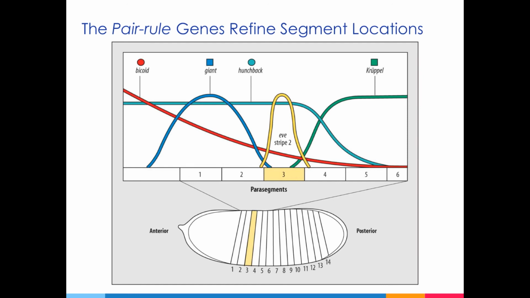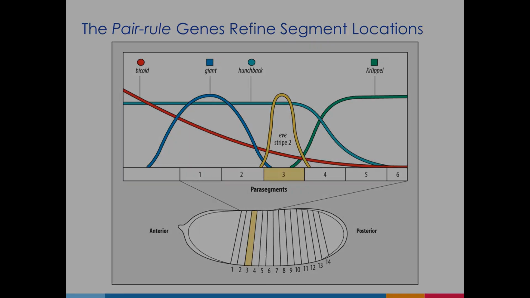For the 2nd stripe of the pair rule gene even skipped, which is located in the 3rd parasegment, because remember that these skip a parasegment, bicoid and hunchback act as activators, as I mentioned, and kruppel and giant act as repressors. If we compare the location of these genes in the embryo, we see that even skipped is expressed where bicoid and hunchback are present, but where giant and kruppel are absent. If kruppel were deleted, the posterior border of expression of even skipped would be displaced or expanded further back.